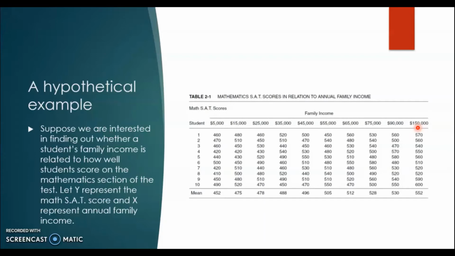So assume that we have a hypothetical population of 100 students in high schools, where there are 10 students grouped into 10 classes. So in total, we have a population of 100 high school students.